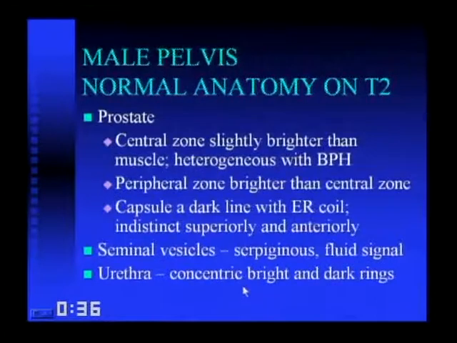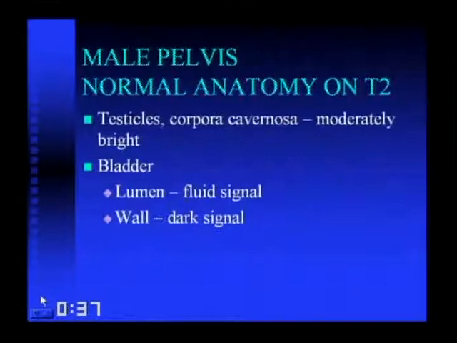On T2, the prostate, the central zone will be slightly brighter than muscle. It can get heterogeneous with BPH. The peripheral zone is normally bright, and the capsule will be a dark line visible with an endorectal coil. Seminal vesicles will be fluid signal intensity with dark margins, and the urethra will be concentric bright and dark rings. Testicles, corpora cavernosa, are moderately bright, and the bladder, again, the luminous fluid signal. The wall will be dark on T2 scans.